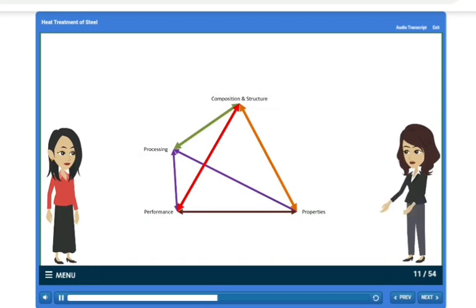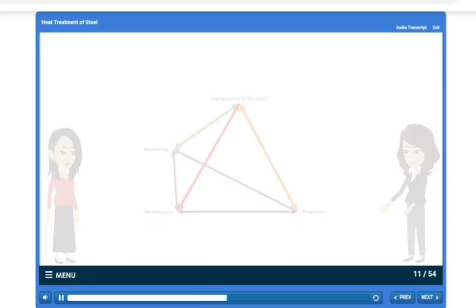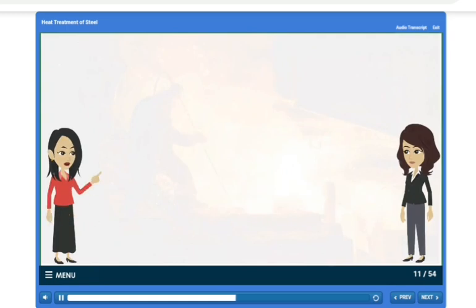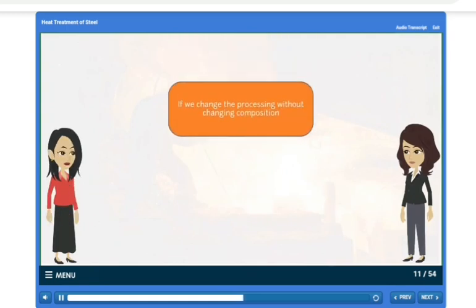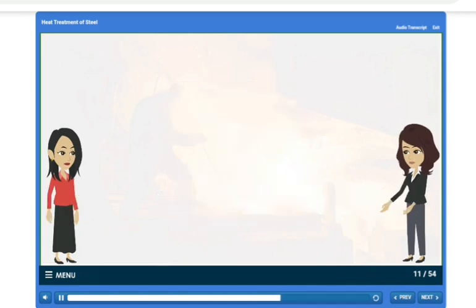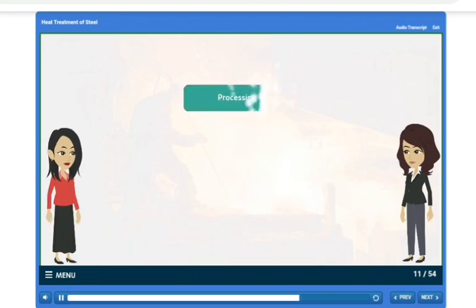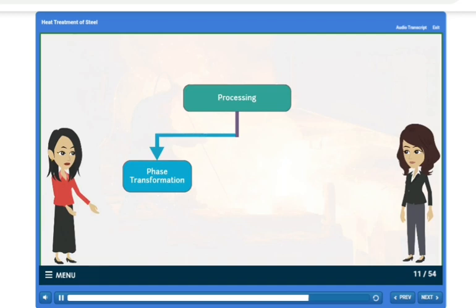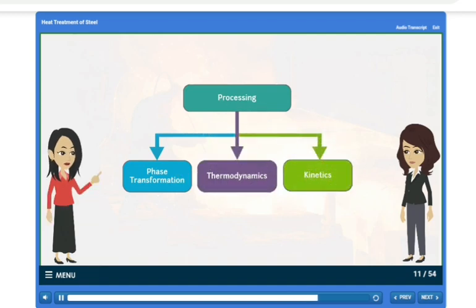Okay. How are these properties interdependent? Property will decide what the performance would be. If we change the processing without changing composition, we can get different properties and accordingly we can have different performances. Okay. So, as you see, heat treatment is all about processing. Processing includes phase transformation, thermodynamics, and kinetics. I now get it. Thanks, Smita, for the detailed inputs. I shall again take your help, if required. Click.